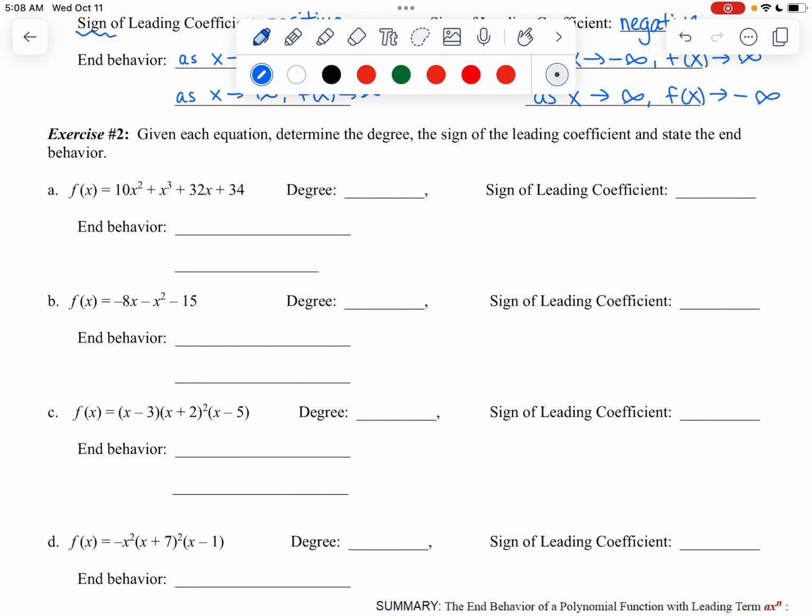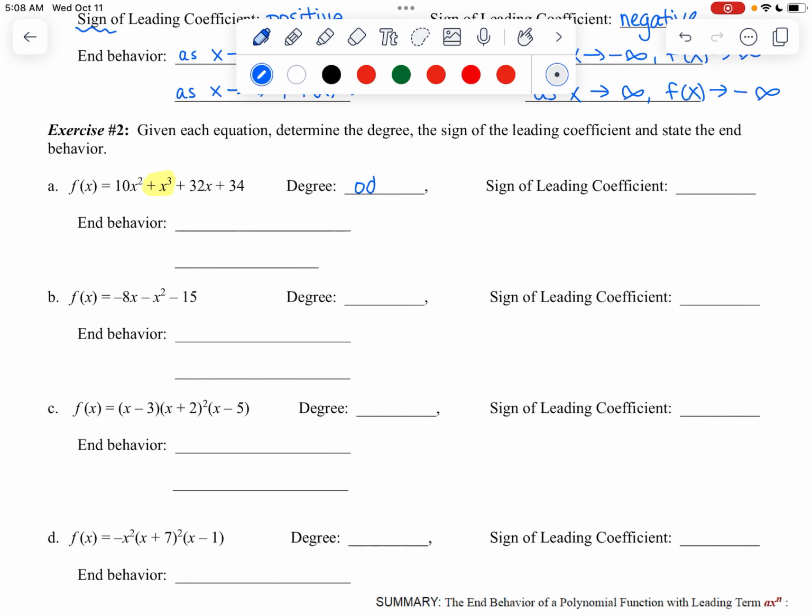Okay, so hopefully you've taken a minute to identify these things. So let's take a look at part A. Part A, not in standard form, so I should be identifying that x to the third is really my leading term. So that gives me a degree that is odd. Really, specifically, it's a third degree polynomial, which is an odd degree. And the sign of the leading coefficient there, well, it's a positive 1, so that's a positive sign.